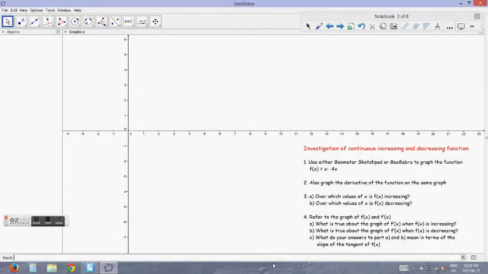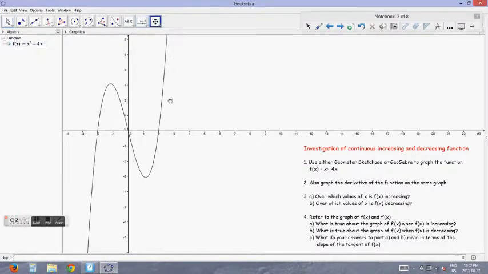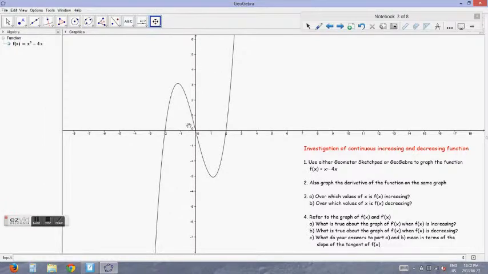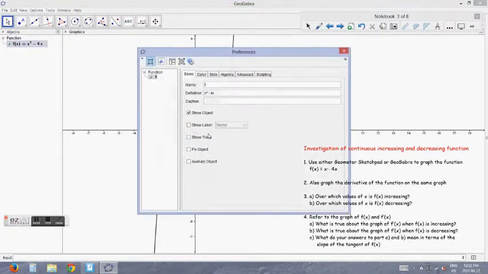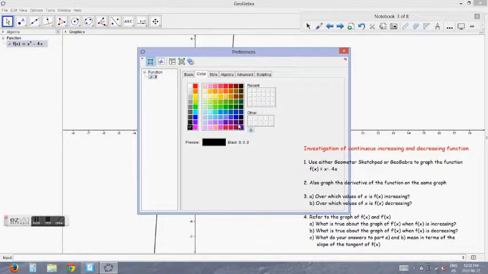Okay, so what we're going to do here is this is the input bar. I'm going to put my function as y is equal to x, and hat is the exponent 3 minus 4x. It usually knows what order it's in. Okay, so there's our function right there, and we can tell it's a cubic polynomial. I'm going to change the color of the function, just to highlight it. We'll change that to blue. Okay, so we've graphed our function.